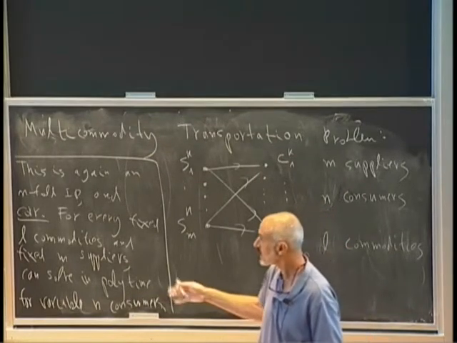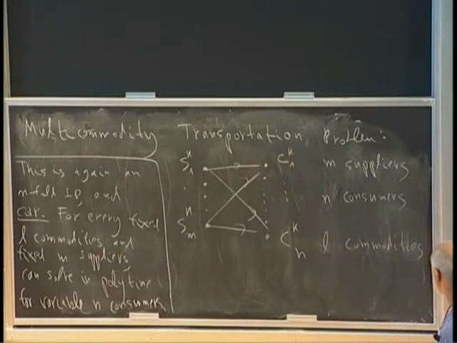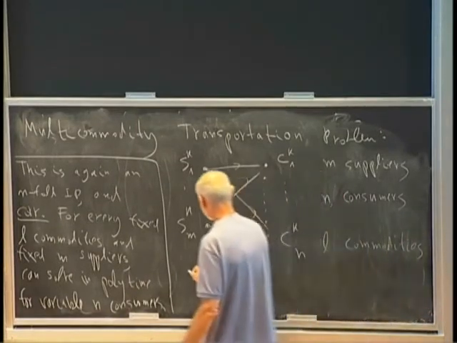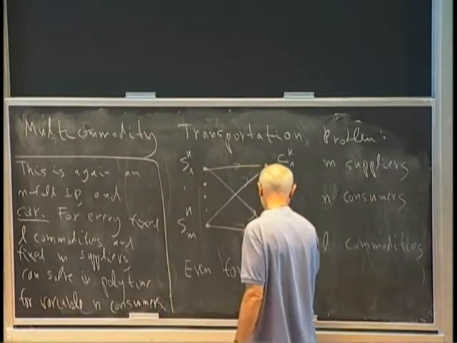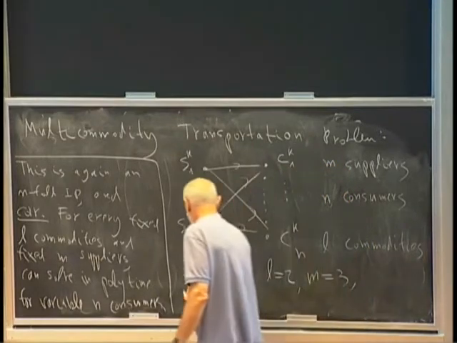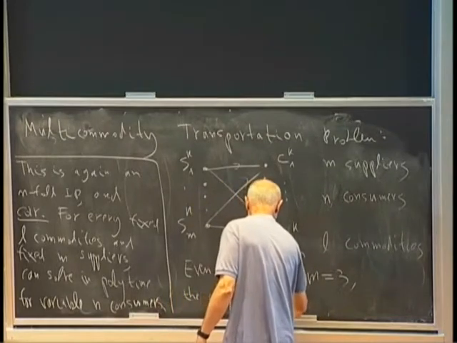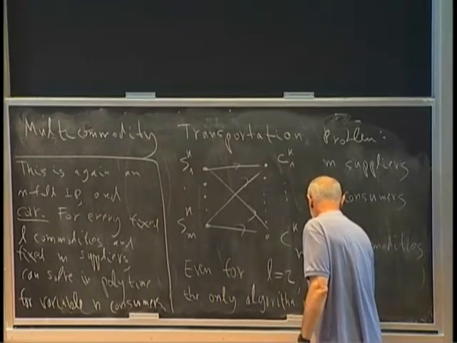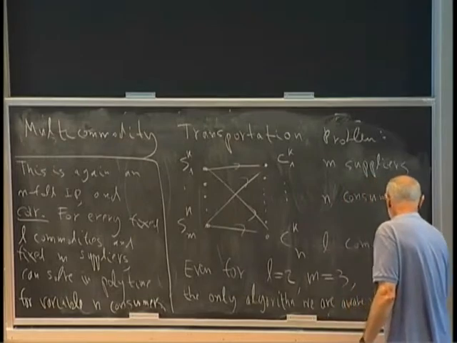And the nonlinear problem also, the congestion-driven objective function. So this is interesting. I should say actually, that's something to think about: even for L equals 2 and M equals 3, the only algorithm that we are aware of uses this theory.